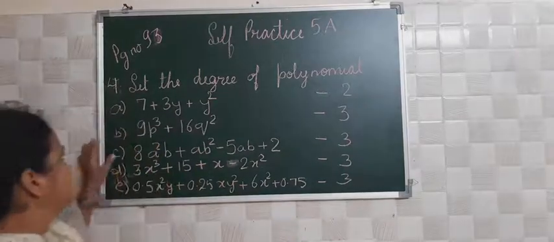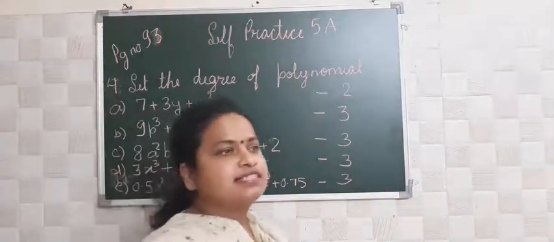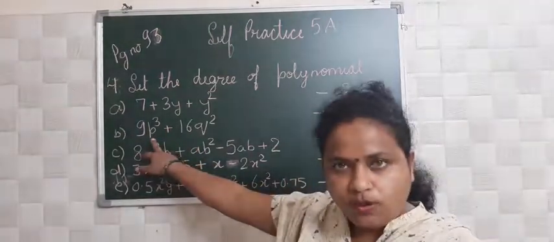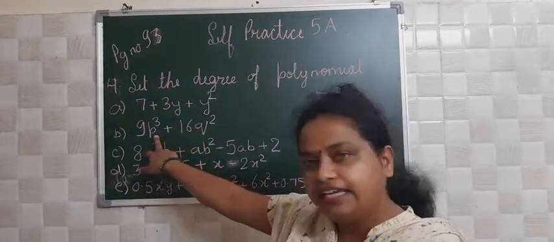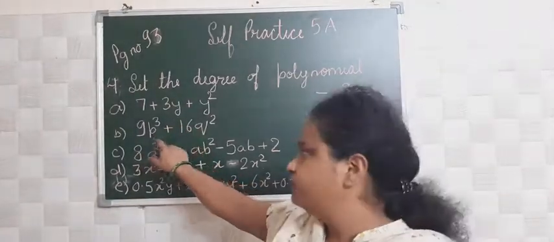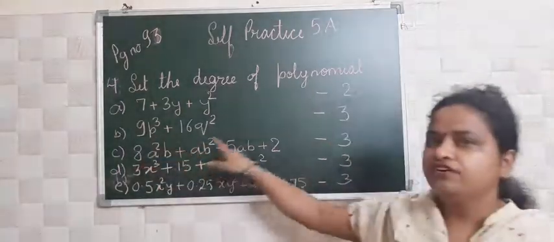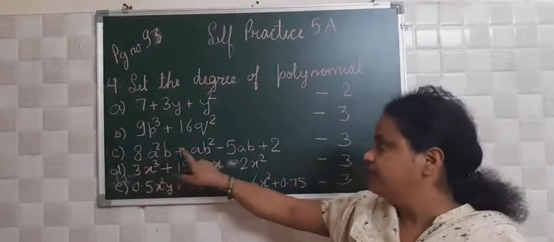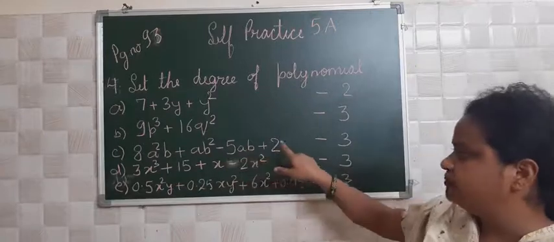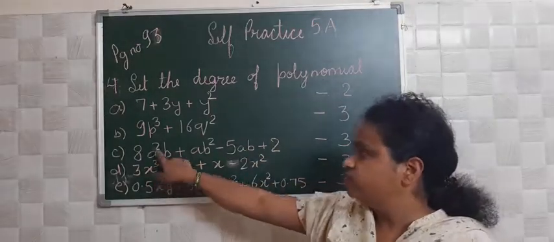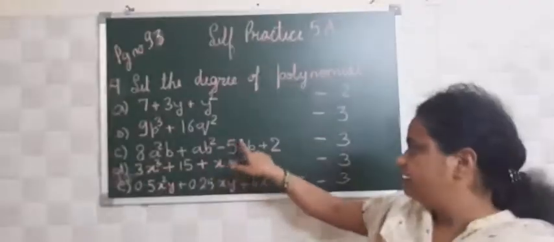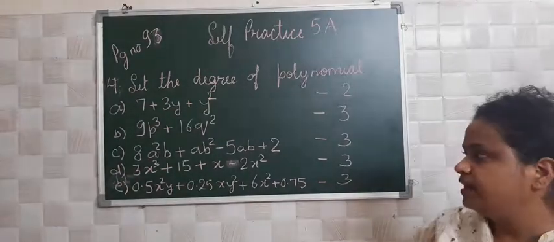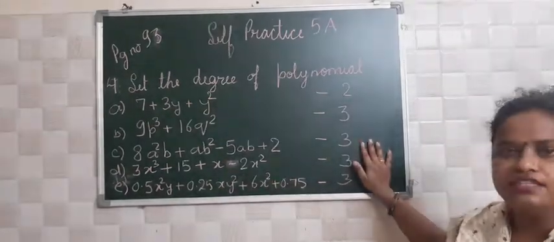In the same way, see part B, 9p cube plus 16q square. In this, p has degree 3 and q has degree 2. So which is the highest degree? 3. The degree of this equation will be 3. See the C part, 8a square b, ab square minus 5ab plus 2. Here the degree is 3 (2 plus 1), 3 (1 plus 2), 2 (1 plus 1) and here the degree is 0. So which is the highest degree in the C part? 3. The degree of this equation is 3.